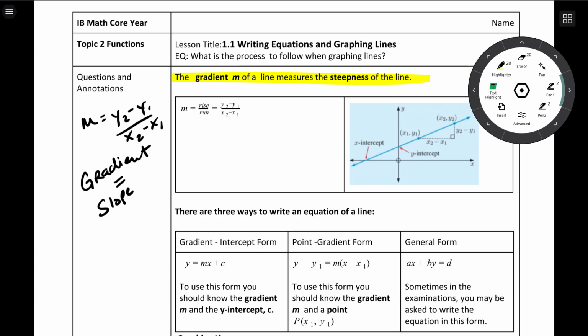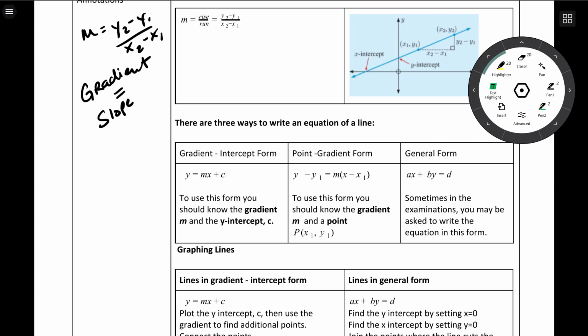Okay? Now, we see that there are three different ways that we can write an equation of a line, and that is gradient intercept form, which is y equals mx plus c, where m is the gradient and y-intercept c. I don't need to focus on that too much because I remember that from Algebra 1. Then we have point gradient form. Point gradient form is a little bit different, but what you need to focus on is the y1 and the x1, and that's going to be given to you by a point. You also do need m.